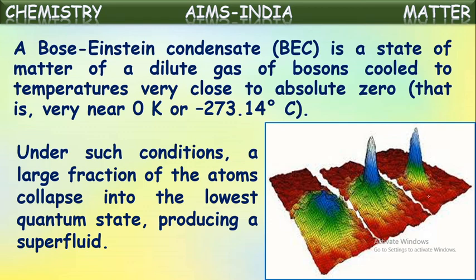Okay, in this way, Bose-Einstein condensate is formed when we cool a gas to very, very low temperatures, that is nearly 0 kelvins or minus 273 degrees Celsius. At that temperature, the gas converts into BEC. Okay, these are the 5 states of matter.